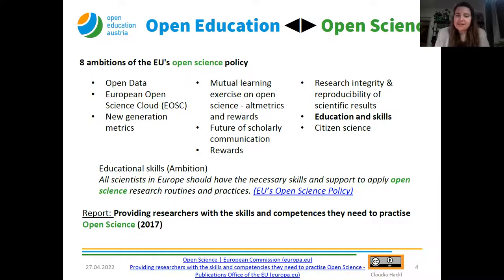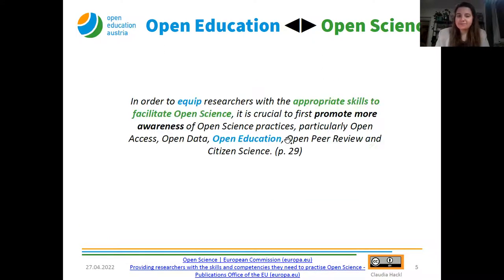So here you see that these open science practices and research routines are only possible to be supported if you have the necessary educational skills to apply these. In order to equip researchers with the appropriate skills to facilitate open science, it's crucial to first promote awareness of open science practices. Here, particularly open access, open data, as I already mentioned, but also open education, open peer review, and citizen science. So here you see open science and open education are two very deeply connected concepts.